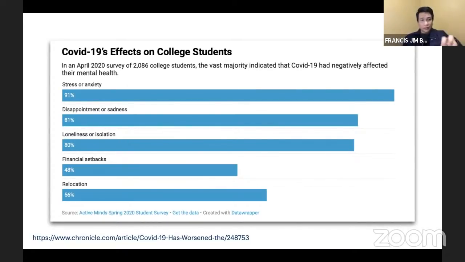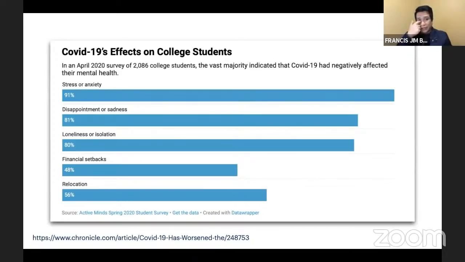But if you look at this one, we try to look at the level of stress or anxiety, disappointment and sadness, loneliness and isolation as the top negative effects of the pandemic on our students.